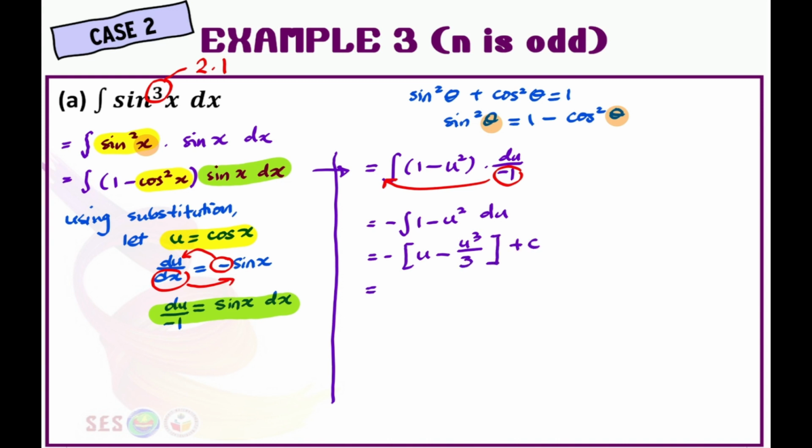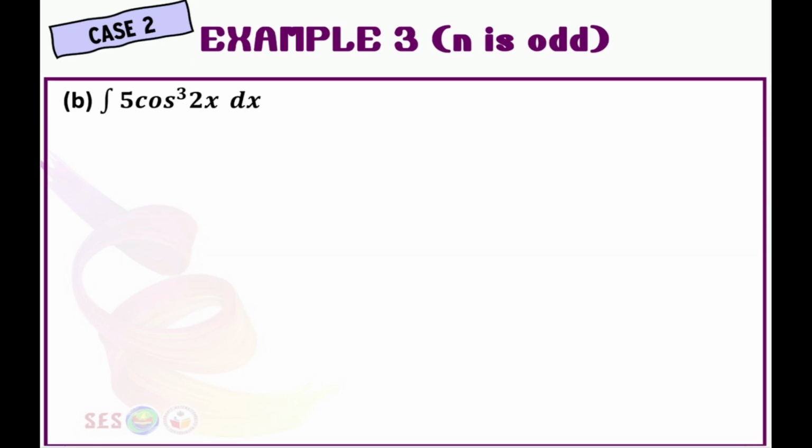So substitute back what is u. u is cos x, so u cube is cos cube, just copy the theta, over 3 plus c. And we're done. Alright, so move to question B.